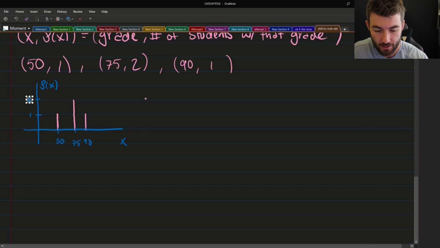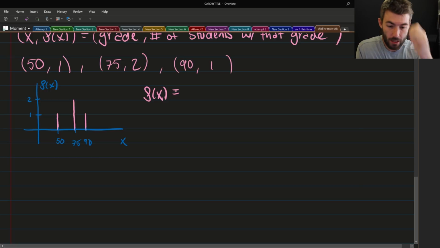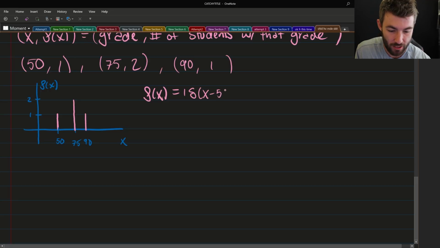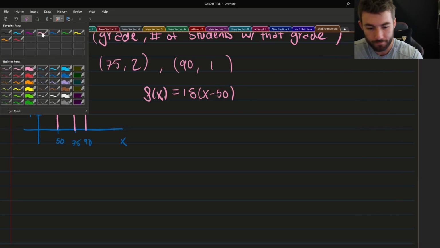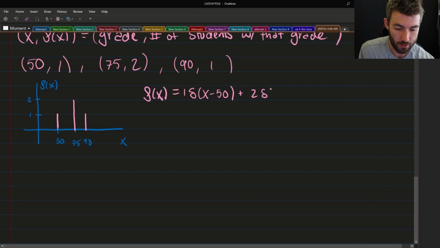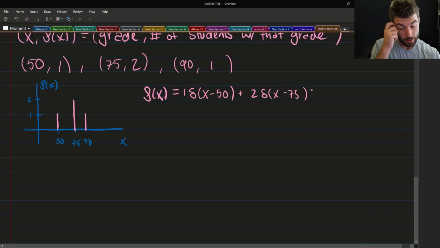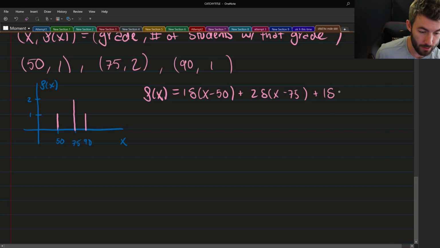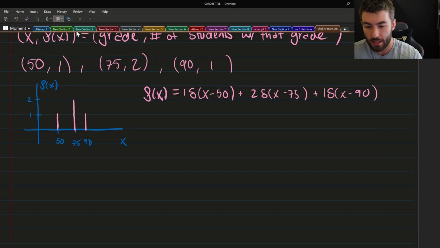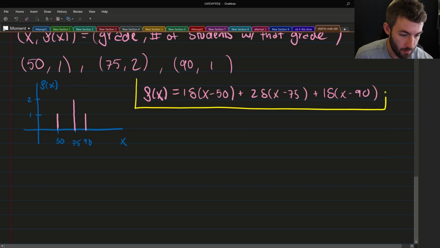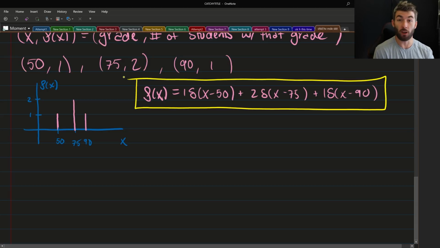So rho of x in this case is equal to, well, we got one person who got a 50, so it's delta of x minus 50. And then, we're just using superposition, plus 2 times delta of x minus 75, and plus 1 times delta of x minus 90. These ones are just being multiplied, I just wanted to be clear what I'm doing. This is how we can represent this discrete number density in terms of an actual function, or a generalized function, if you will.